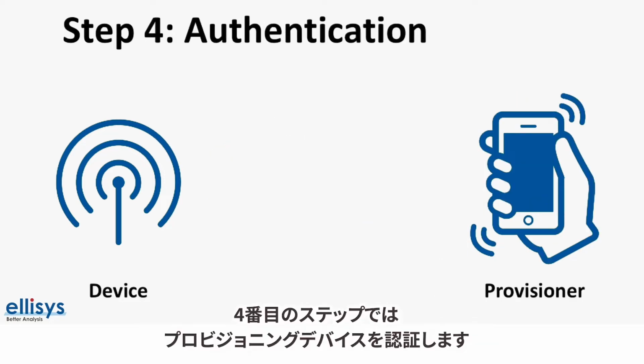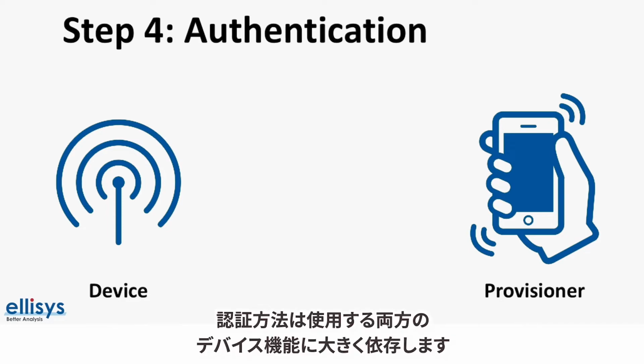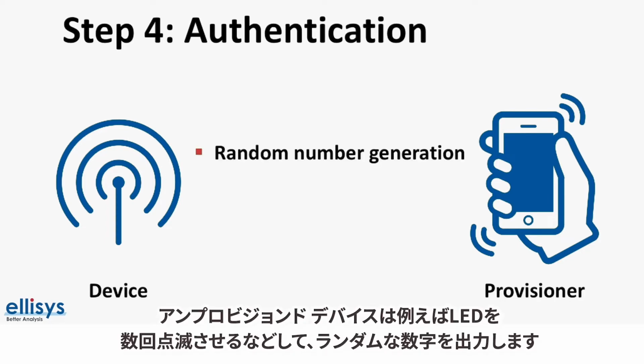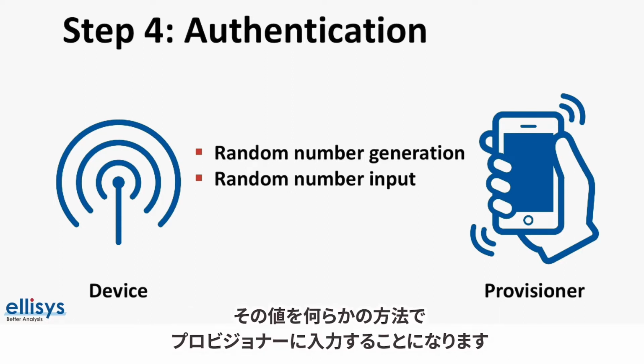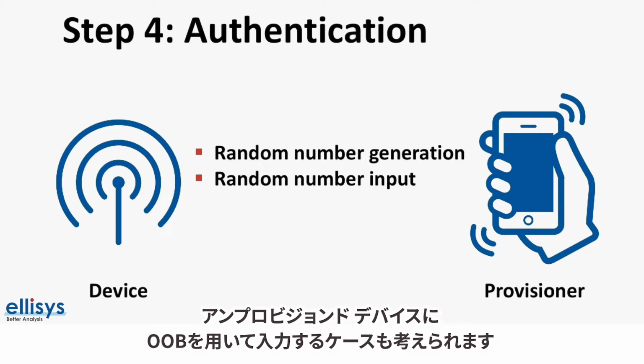The next step is to authenticate the unprovisioned device. This usually requires action by the user by interacting with both the provisioner and the unprovisioned device. The authentication method depends heavily on the capabilities of both devices used. In one case, called the output out-of-band, the unprovisioned device could output a random single or multiple digit number to the user in some form, such as blinking an LED a number of times. That number is then input into the provisioning device in some way. Other cases include an input out-of-band, where the number is generated by the provisioner and entered into the unprovisioned device, a static out-of-band, or even no out-of-band.